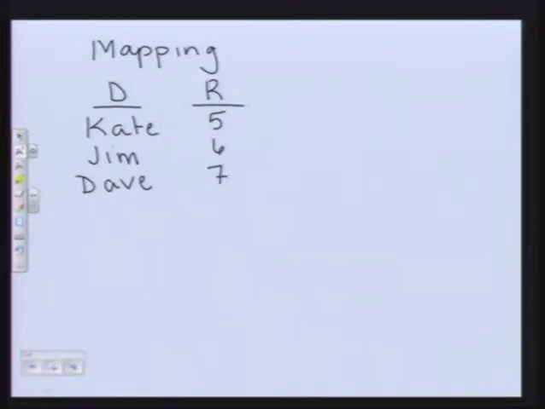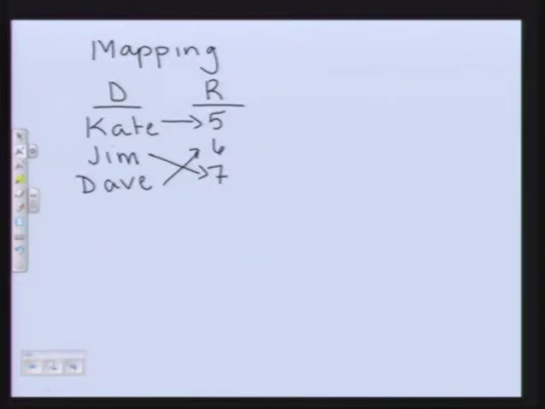For the mapping, the way this works is we're going to draw arrows, and that's going to let you know which value of the domain goes to which value in the range. So Kate is paired with 5, Jim is paired with 7, and Dave is paired with 6. And that's just what a mapping is. It's a different way to put together your values in the domain and range.